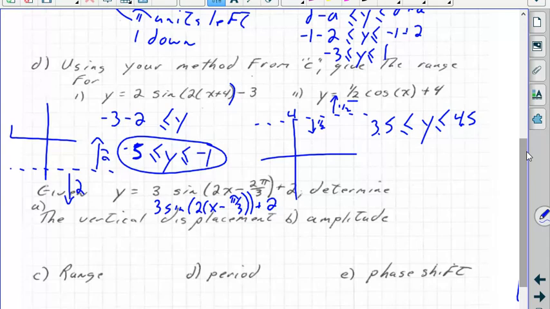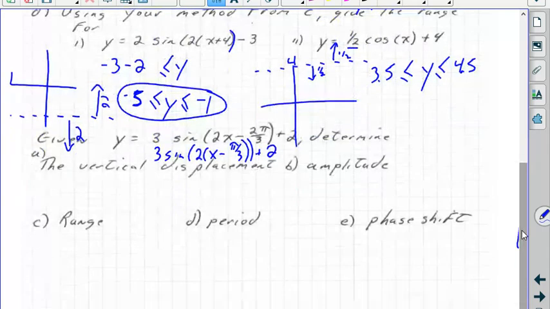Now, because it's written in this order, we do our RST. We reflect. There's no reflection. We do our stretches. There are 2 stretches. We then move the graph, and there are 2 moves. If you had it in the other order, what happened was they did a vertical stretch, a vertical move, a horizontal move, and finally a horizontal stretch. Now, that's not what we're looking at for training here. So, we have a vertical displacement of positive 2. We have an amplitude of 3.